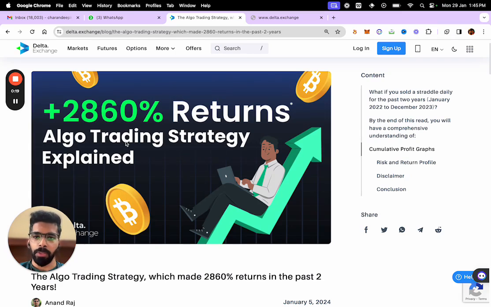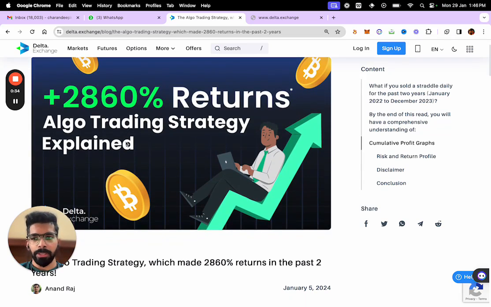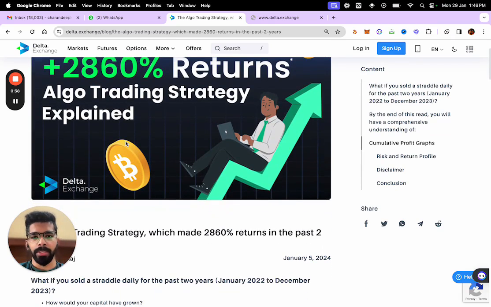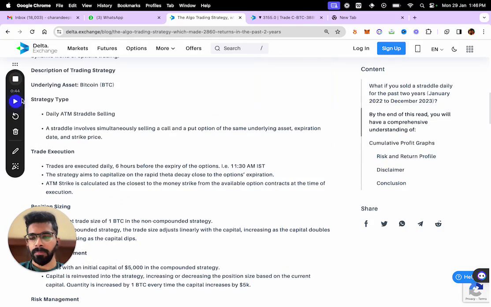So basically, we'll also be discussing what this strategy is and how you can deploy this strategy into your account without learning a single line of code, without having to look at charts and without having to trade the options yourself. So we'll be learning how you can deploy this strategy in your account using an automated trading tool known as TradeTron. Okay, let's first understand what this strategy is.